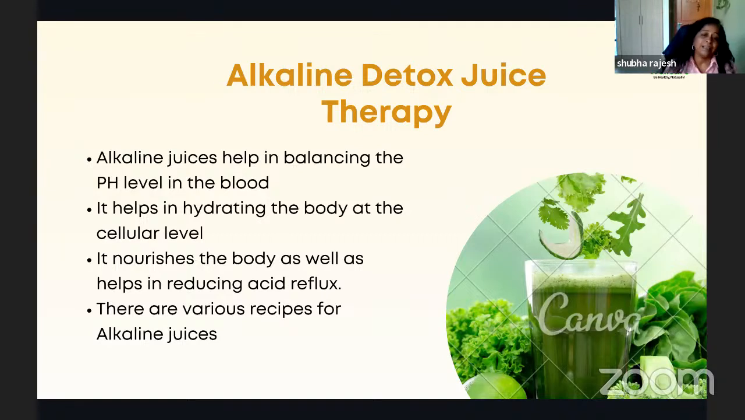Okay, so alkaline detox juice therapy. What happens? It helps in balancing the pH level, the alkaline level and acidic level. We need acids also in our body for digestion of food, but there has to be a balance between the alkaline and acidic levels in our body, right? You can't have very high alkaline, and you definitely can't have a very high acidic level. So there is a pH level which has to be maintained in the blood. These kinds of juices help you maintain the pH level in the blood. It helps in hydrating the body. As I said, the root cause of many issues is poor hydration.